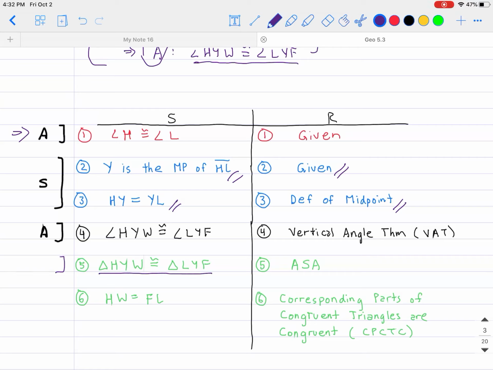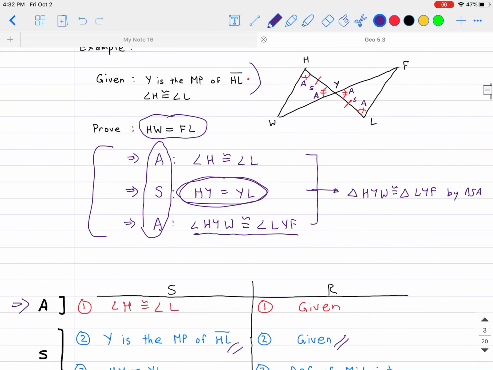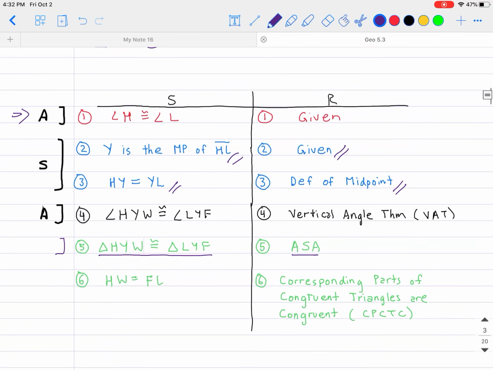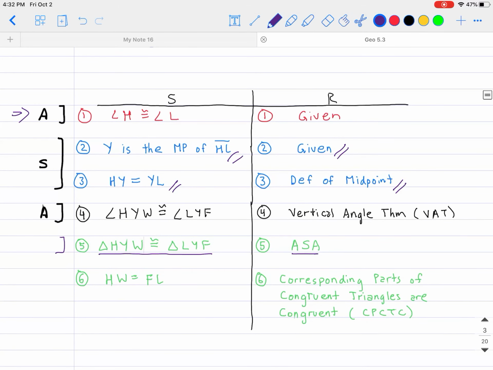So now we can say in step 5 that the two triangles are congruent to each other by ASA, like we said. And finally, since the two triangles are congruent, then we can finally say that HW is equal to FL because HW is a part of that triangle and it's the corresponding part of the other triangle. And because the two triangles are congruent that we showed in part 5, then we can say that those corresponding parts will be congruent to each other too. So the way we say it is corresponding parts of congruent triangles are congruent, which is pretty wordy. So we'll go ahead and simplify that down to CPCTC then.